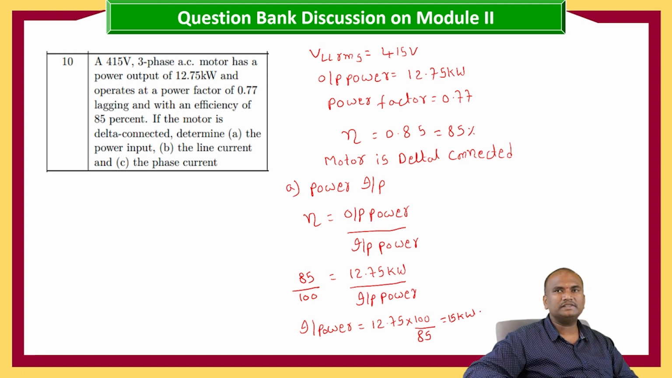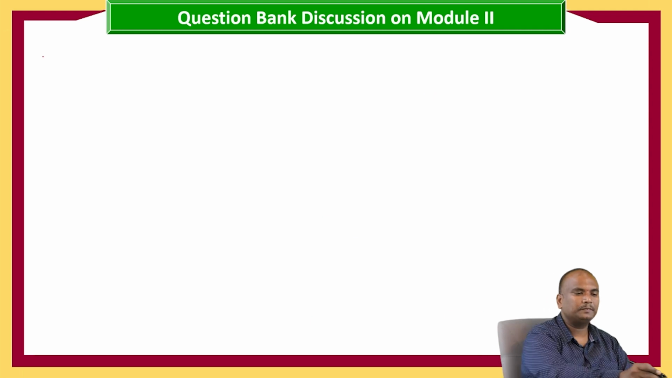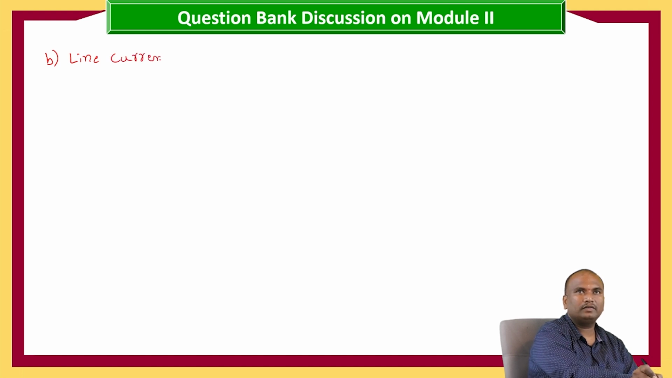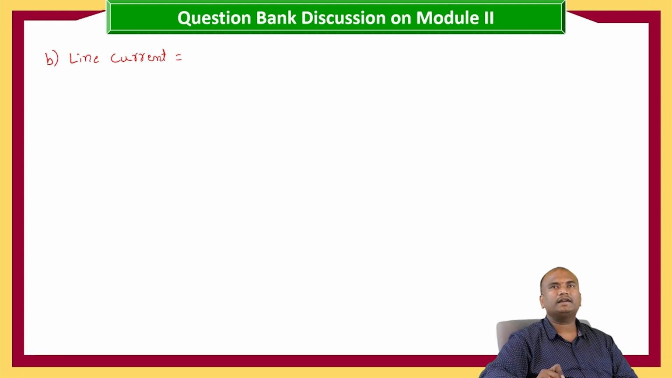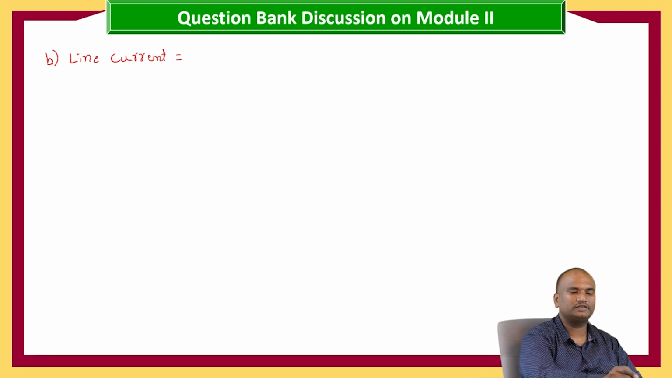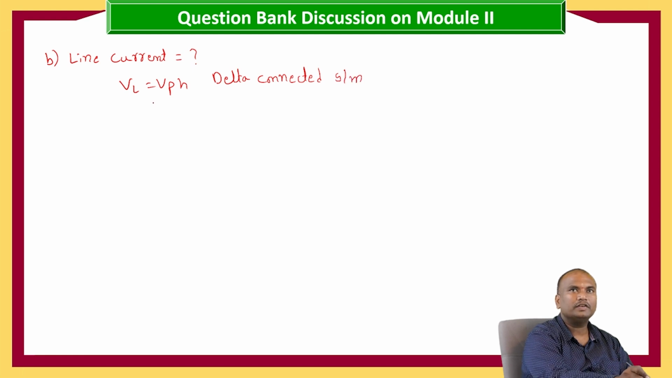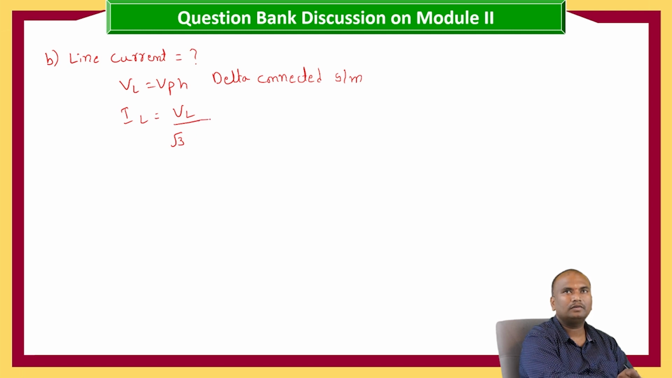Now we need to calculate what is the line current and phase current. So the next one is the line current. Here the motor is delta connected, so the line voltage is equal to phase voltage, because it is a delta connected system. So VL is equal to V phase.